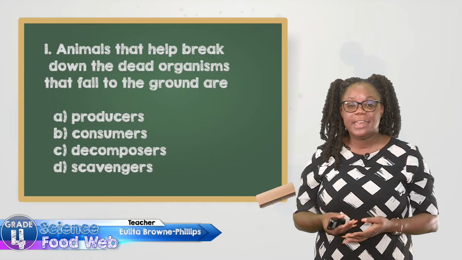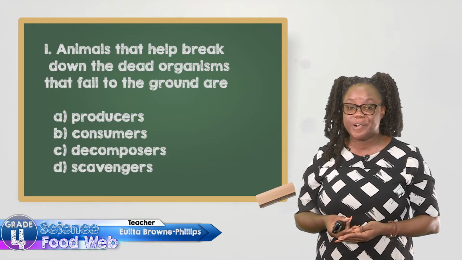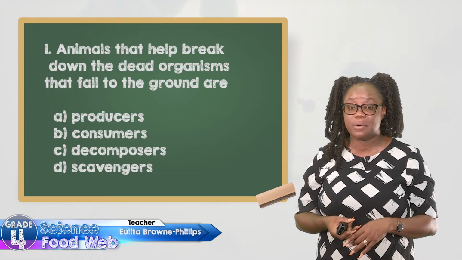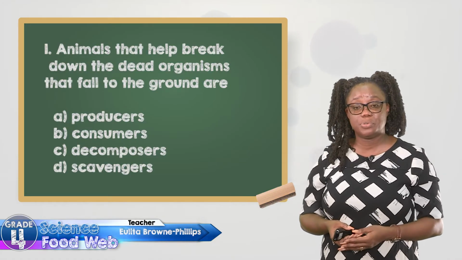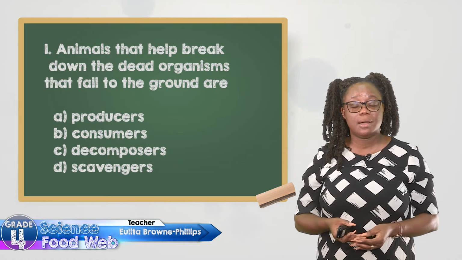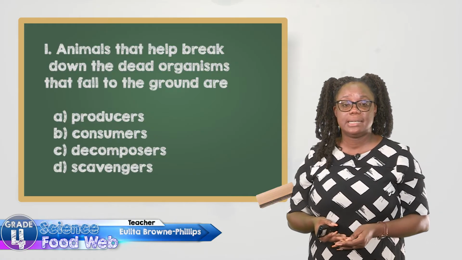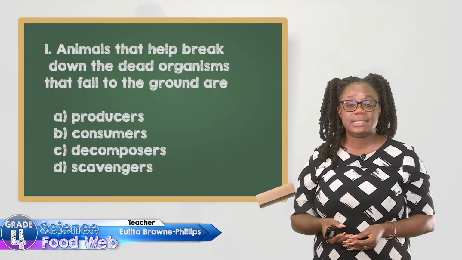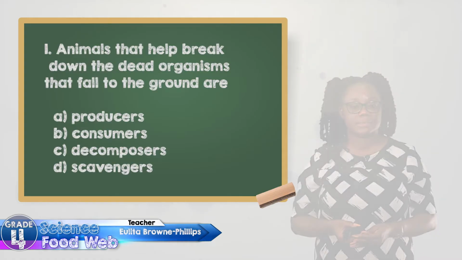So boys and girls, I would have said quite a mouthful. Now it's your turn to take a little quiz. Don't get scared. It's all about what we discussed just now. The first question. Animals that help break down the dead organisms that fall to the ground are: A, producers; B, consumers; C, decomposers; D, scavengers.